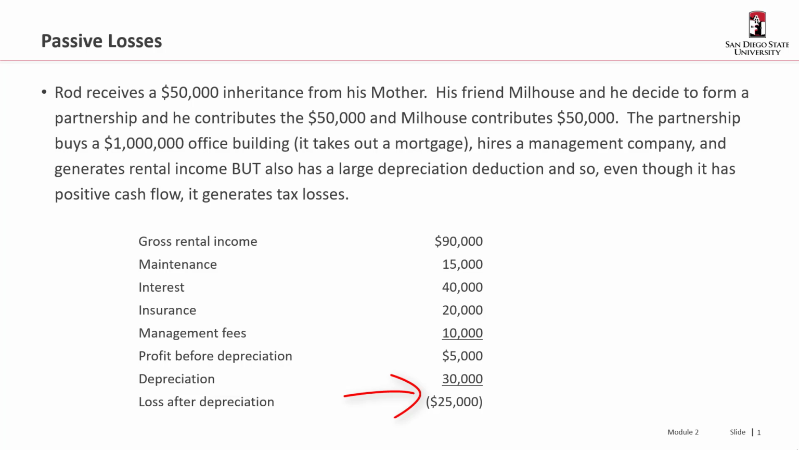So let's just use some hypothetical numbers here and say that you can see that the gross rental income is $90,000. And then once you deduct all the fees, there's a very thin profit margin, right, of $5,000 before depreciation. But then there's the depreciation deduction, and then they end up with a tax loss. Now, the interesting thing about this is let's think about depreciation for a second and what kind of deduction that represents, right? So that is a non-cash deduction, right?